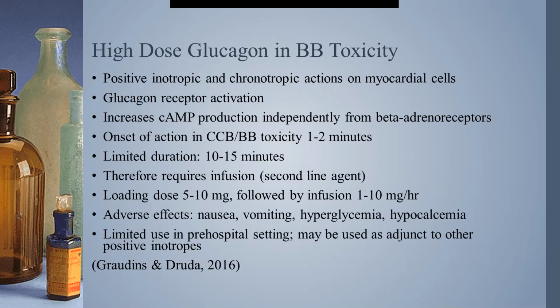The onset of action in calcium channel blocker and beta blocker toxicity is about 1 to 2 minutes. Limited duration: it is only effective for 10 to 15 minutes. It requires a constant infusion, therefore it is considered a second-line agent. Loading dose of 5 to 10 milligrams, followed by an infusion of 1 to 10 milligrams per hour. The adverse effects of glucagon are nausea, vomiting, hyperglycemia, and hypocalcemia. Limited use in the pre-hospital setting, but may be used as an adjunct to other positive inotropes.